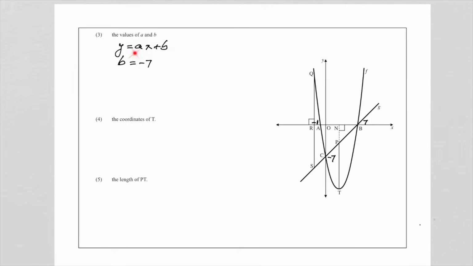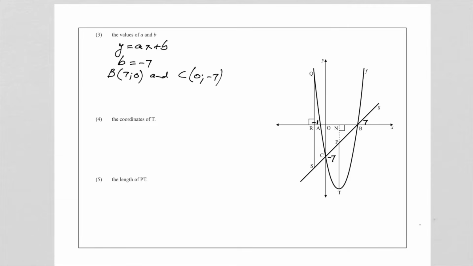So we still need to find the a, and that a represents, as you look at this equation, the gradient of the straight line. Now, we have two coordinates, B and C, on the straight line. The coordinates of B is (7, 0), and the coordinates of C is (0, -7). Because we've got these two coordinates, you will be able to find the gradient of that line, and the gradient will give us the value of a. We've got b already because that is the y-intercept, which we know from the parabola is -7, so the y-intercept of the straight line will also be -7.